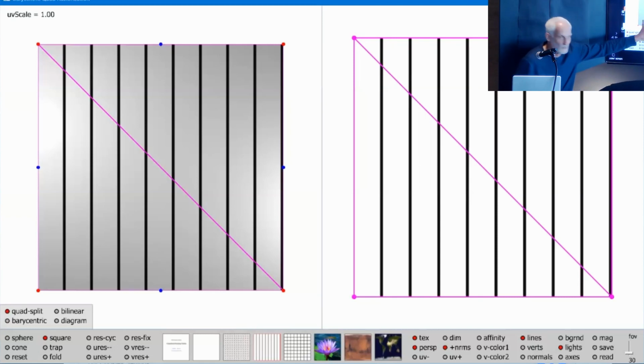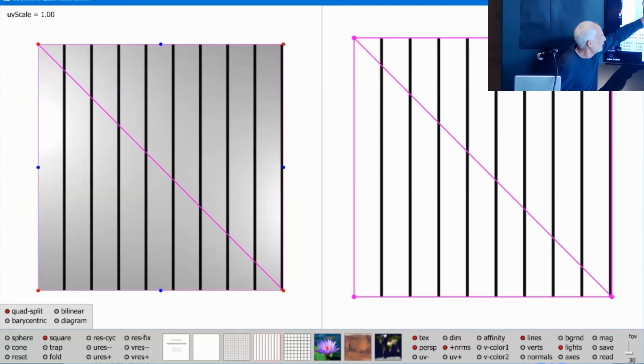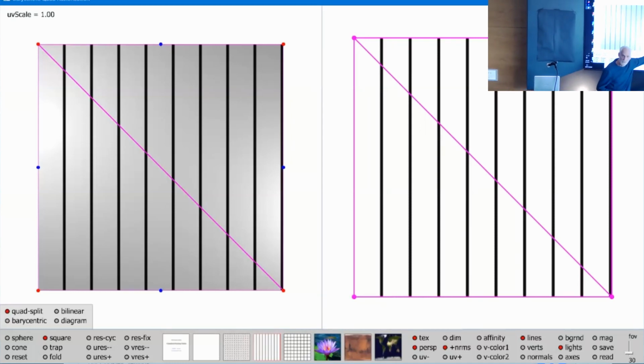because both shapes here are rectangles, what that means is that the same affine transformation that is applied to this triangle is applied to this triangle.